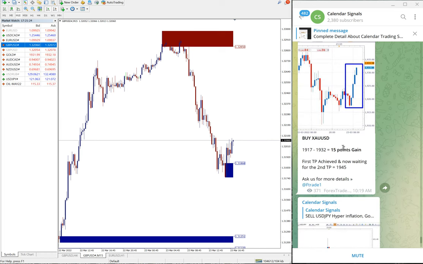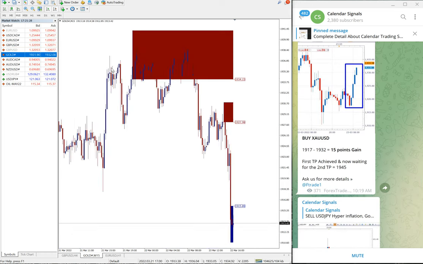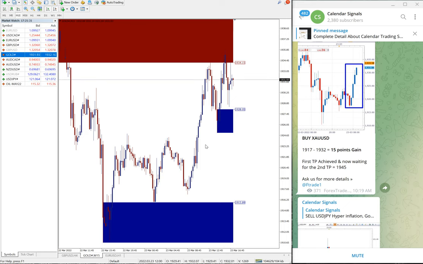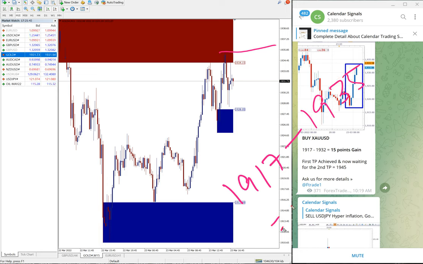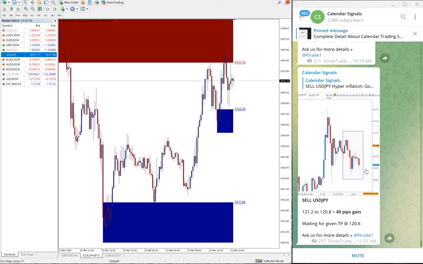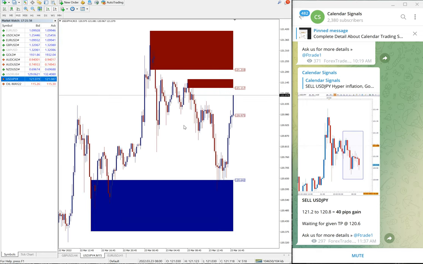on the sell GBPUSD signal. Then XAUUSD gold, we gave a buy signal, and gold also performed, entry at 1917 till high traded 1935, total 18 points gain. 18 points gain on gold, again good profit on gold trade today. Then the next signal is sell USDJPY. The USDJPY sell signal performed, and USDJPY made a total 40 pips gain, as we have updated on the channel.